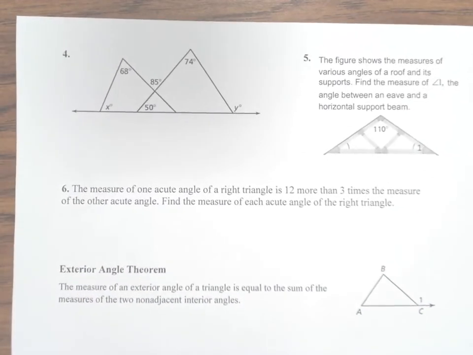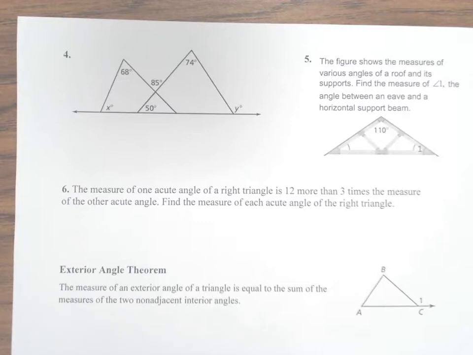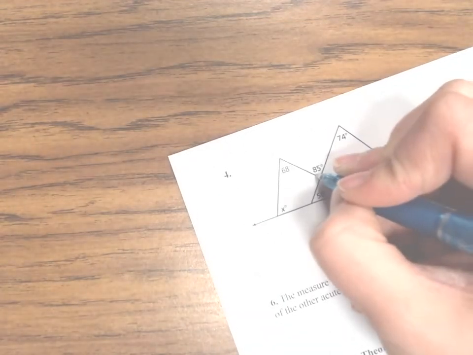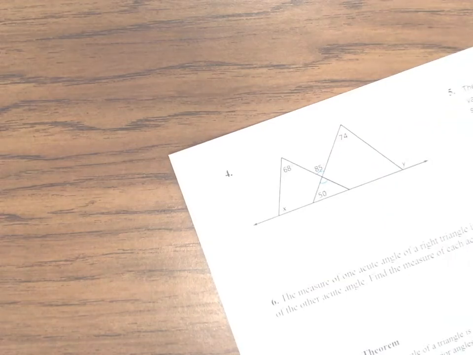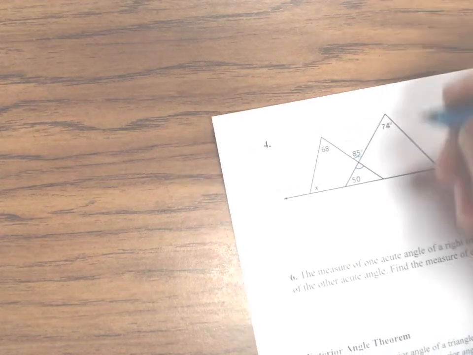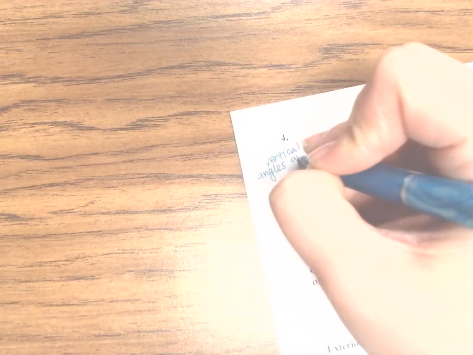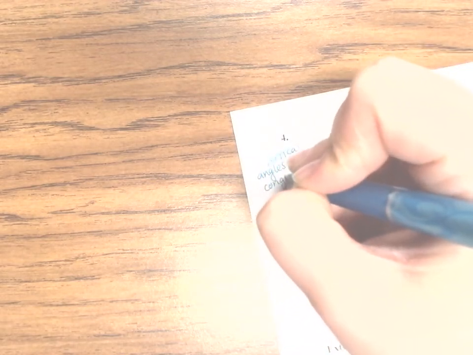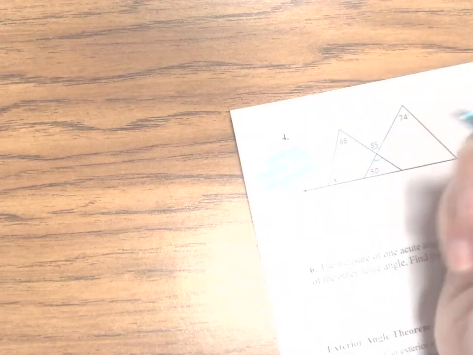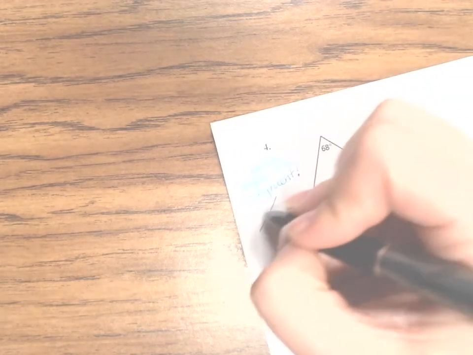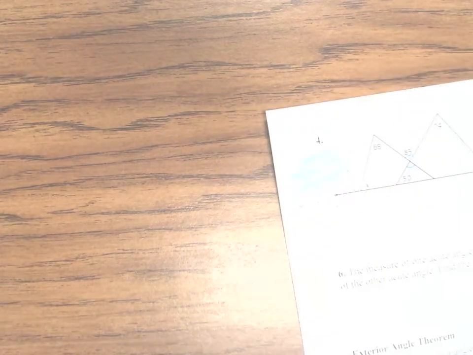So number 4 has a bit going on here. There is something that you need to know. It should be something you've learned before, but I'm going to just remind you that vertical angles, the ones directly across from each other, are congruent. So that's something you'll need to remember for this. So vertical angles are congruent. If you had any two lines crossing, the angles directly across from each other are congruent. So those two would be congruent to each other.